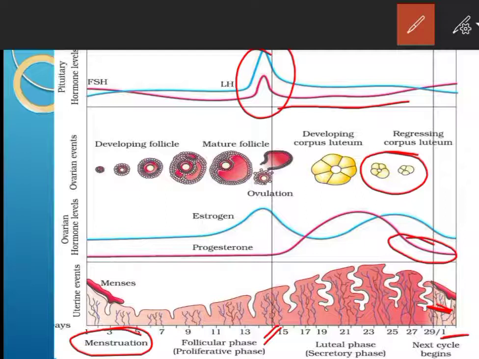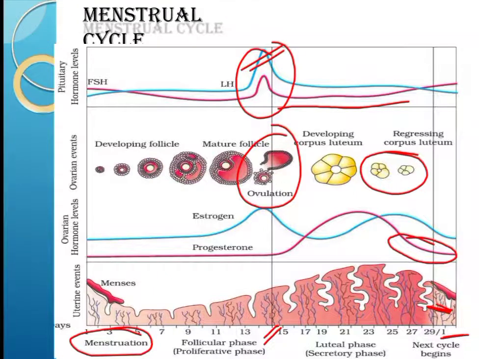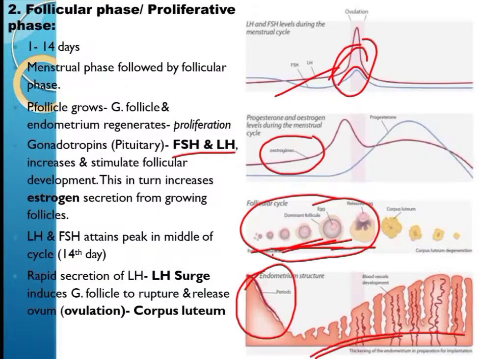Okay, now rapid secretion of LH leading to its maximum level during the mid cycle is called LH surge. It induces rupture of the Graafian follicle. Can you see, on the 14th day when LH has attained the peak, there is rupture of the Graafian follicle and there is release of the ovum, which is called ovulation. Clear? Then the ovulatory phase is followed by the luteal phase.